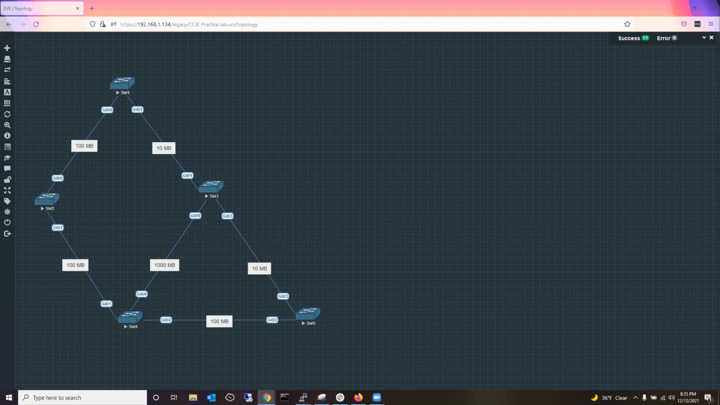Y'all can work together. All right. So based on this, who's gonna be my root bridge? Without any MAC addresses, say the MAC addresses are the same.